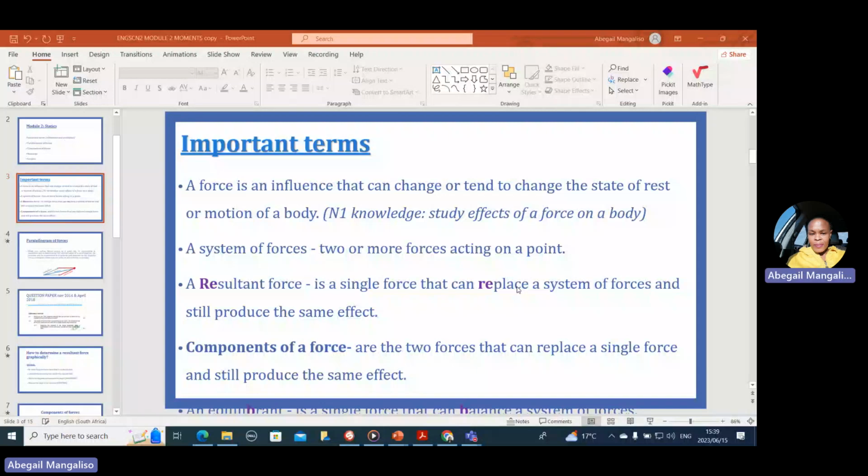Hello, everyone. In this video, I'm going to explain the parallelogram of forces. The concepts that are important: you must be able to define a force. A force is an influence that can change or tend to change the state of rest or motion of a body.